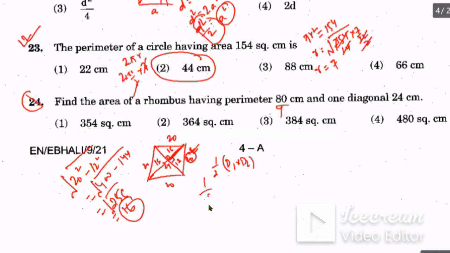Half of d1 is 12, since d1 is 24, and d2 is 32. So 12 times 32, you can calculate: 12 times 32 is 384. The third option is the correct answer.